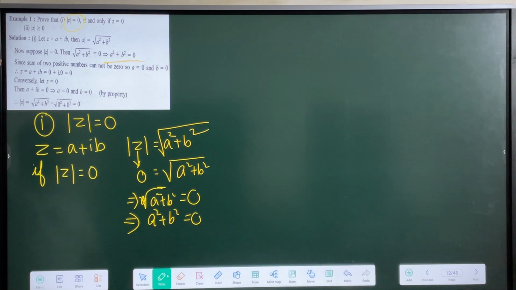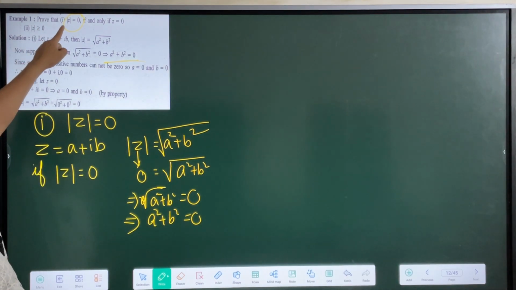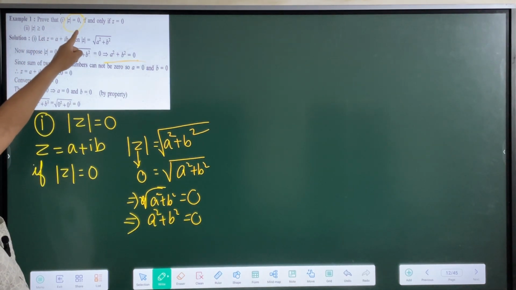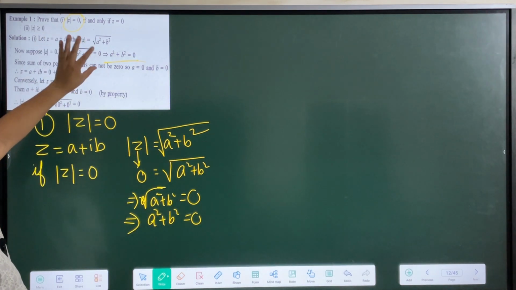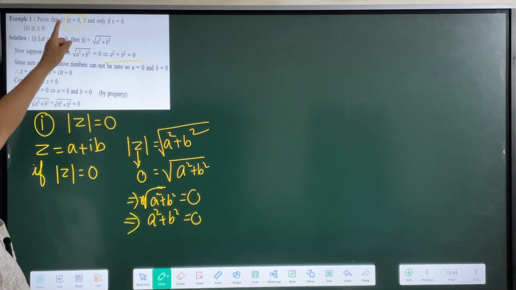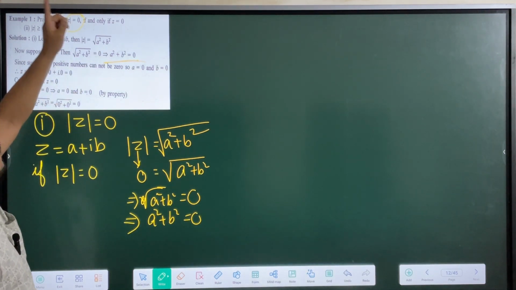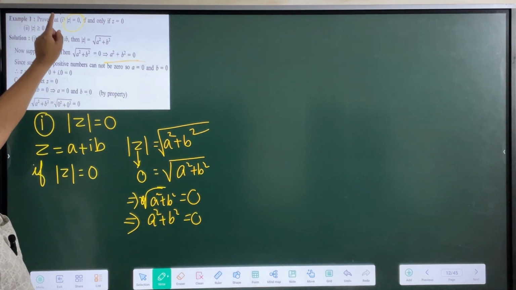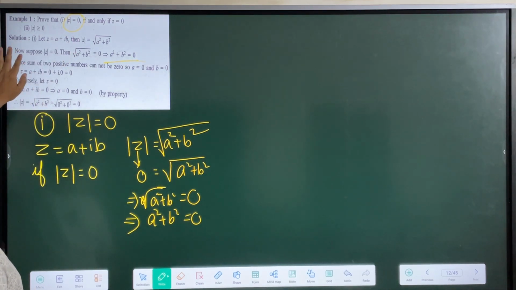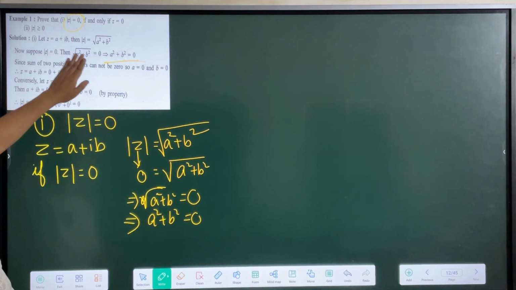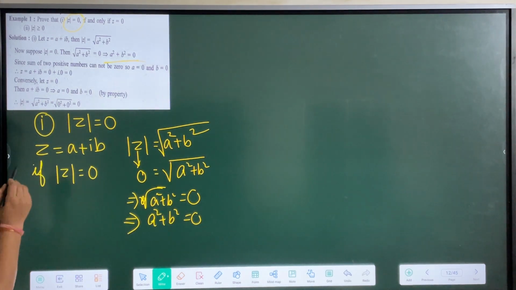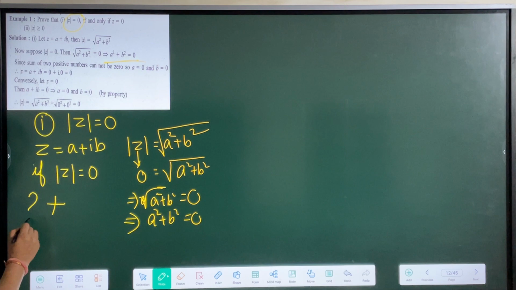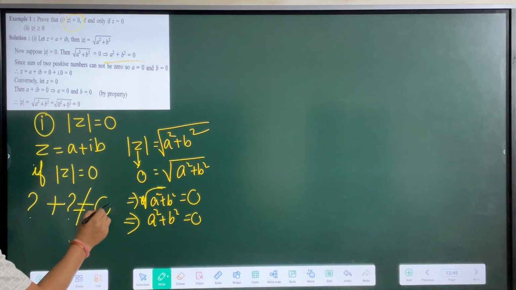So here we have to prove that modulus of z equals 0 if and only if z equals 0. That means vice versa. If modulus of z equals 0, prove that z equals 0. If z equals 0, then prove that modulus of z equals 0. So if modulus of z equals 0, then a square plus b square equals 0, we have got. Now look here. If we add any two numbers, we will never get 0.